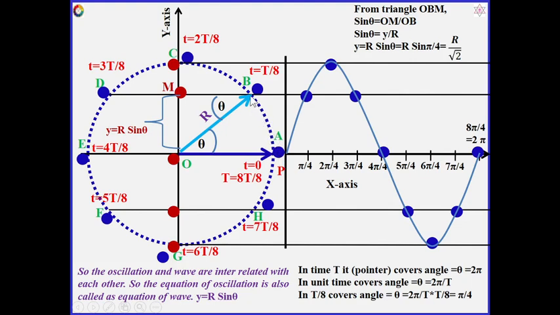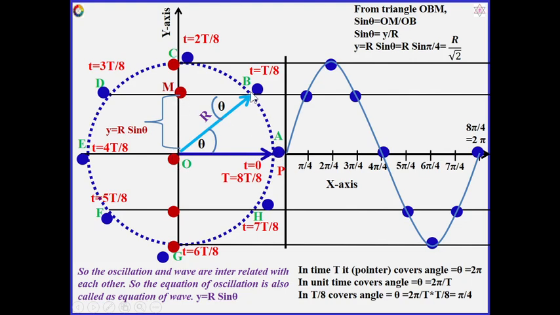So this will be T by 8, this will be T by 8, this will be T by 8, this will be T by 8. So each and every section covered by the particle on the circumference will take a time of T by 8, right? Now we have to consider that when the particle is moving on the circumference, when it is at A, the projection will be O. When it moves from A to B, the projection is M. This will be the instantaneous displacement.